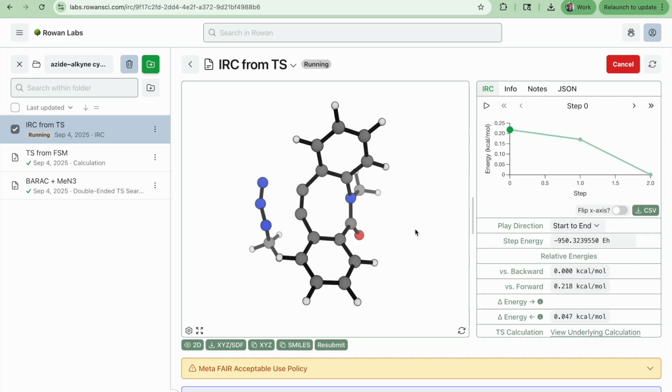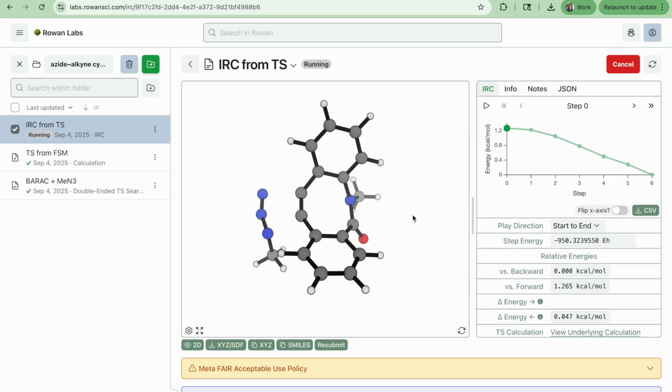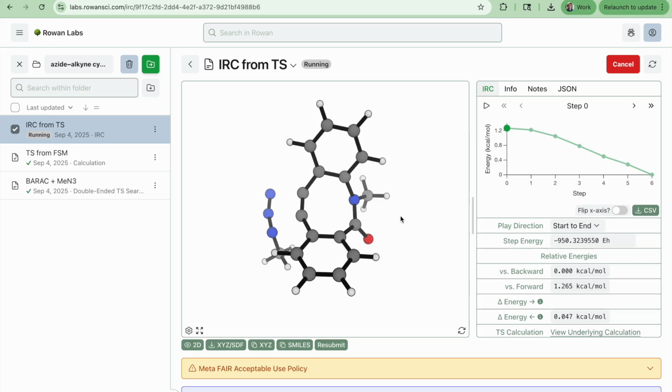Something I've been spoiled with through Rowan is that I kind of expect all my calculations to run immediately. And if I have to change tabs or wait around, I get a little miffed. As opposed to in a previous life where I had to only do everything with DFT, I was just used to submitting things and checking back the next day. It's crazy how things change in just a few years.